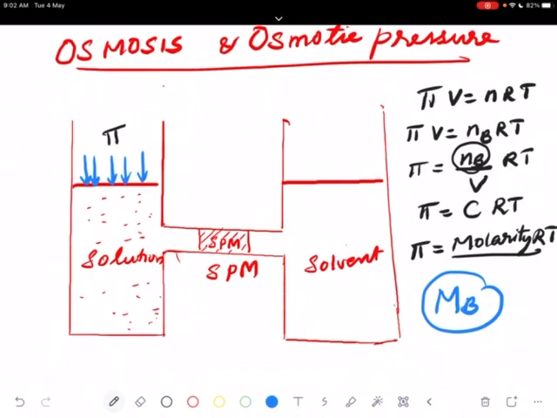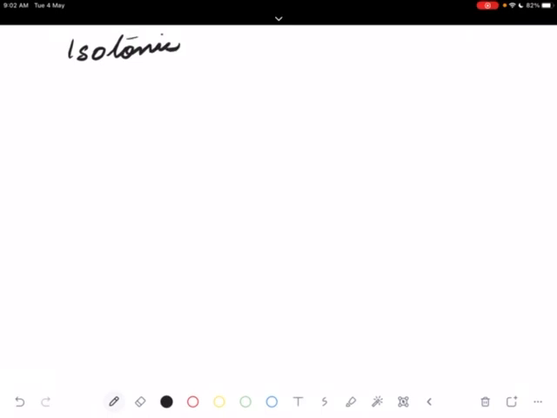Now, isotonic solution. We'll be using the numericals based on this isotonic solution. Solutions having same osmotic pressure means same concentration. Solutions having same osmotic pressure at a given temperature are called isotonic solutions. Suppose two solutions are having same osmotic pressure. Even if they are separated by an SPM, no osmosis will be taking place.